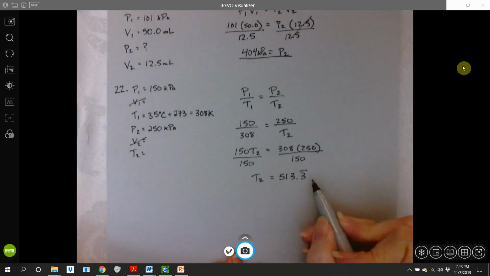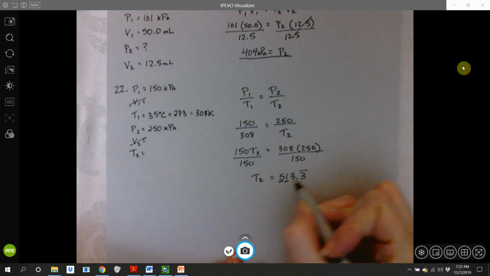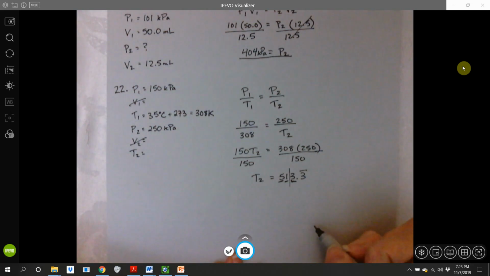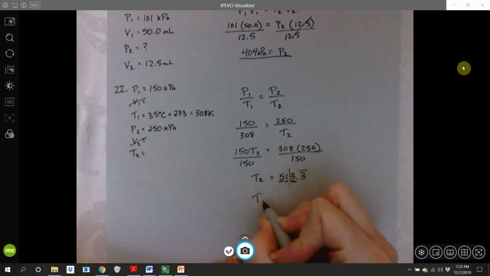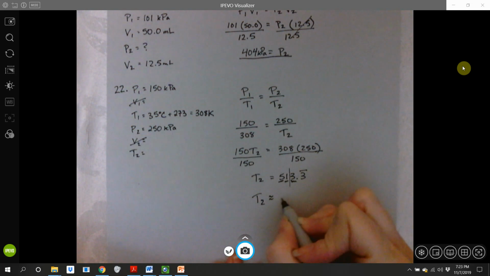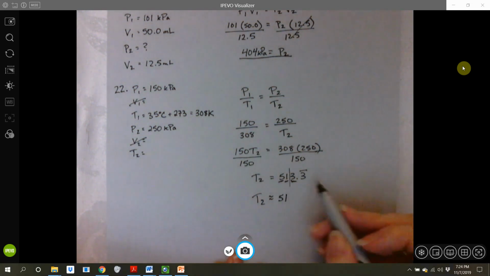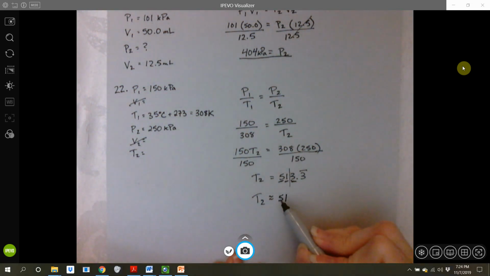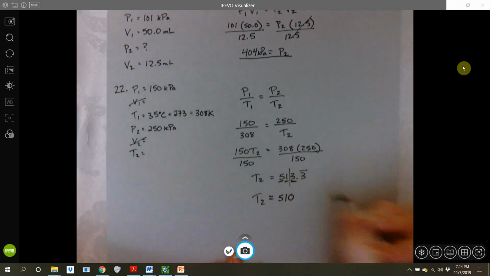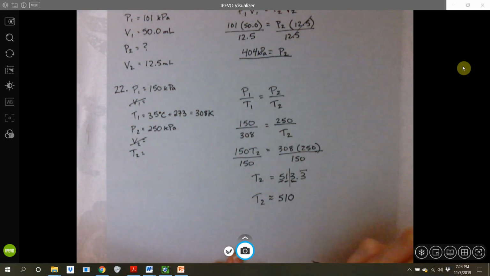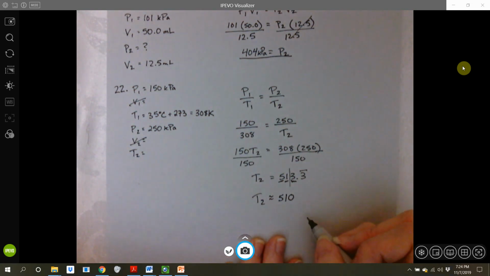So when we look at this answer, we'll keep the 5, we'll keep the 1, we'll cut it off here, and we're looking at the 3 to go up or down. Well, we'll go down. So T2 equals 5, 1. But we need to show that this is 510 rather than 51. So we need a 0 there just to hold our place and show where the decimal goes. So 510 is our answer, and our answer should need some units here. So it looks like Kelvin.